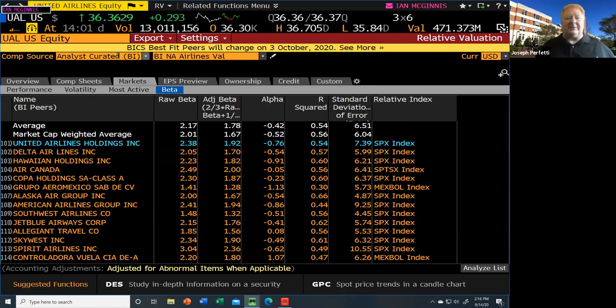And so airlines are also going to be very sensitive to oil prices. In times when oil prices are high, the airlines are going to do poorly, and in times when oil prices are low, the airlines are going to do better. So what happens to the price of oil is also going to affect airline prices as well. So again, beta is just a simplistic starting point for economic sensitivity.